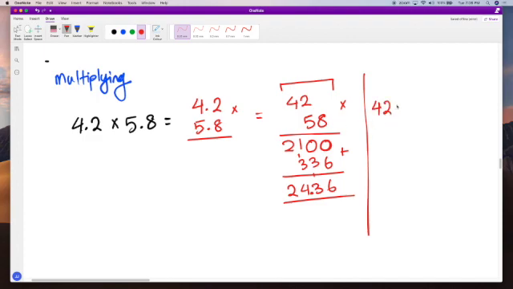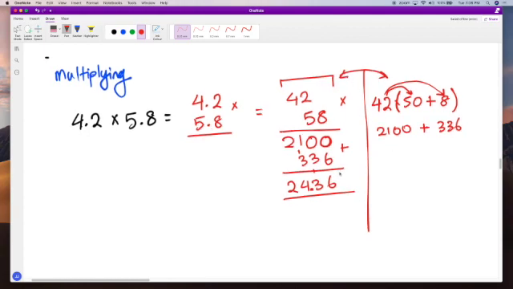What we did was 42 multiplied by 50 plus 8. That is what we just did. So 42 multiplied by 50 is 2100, and then plus 42 multiplied by 8 is 336. Now, for those of you who don't remember the distributive law, don't worry, we will do it soon. But especially for my younger students who would have remembered it, this method actually came from the distributive law. So something interesting to note.